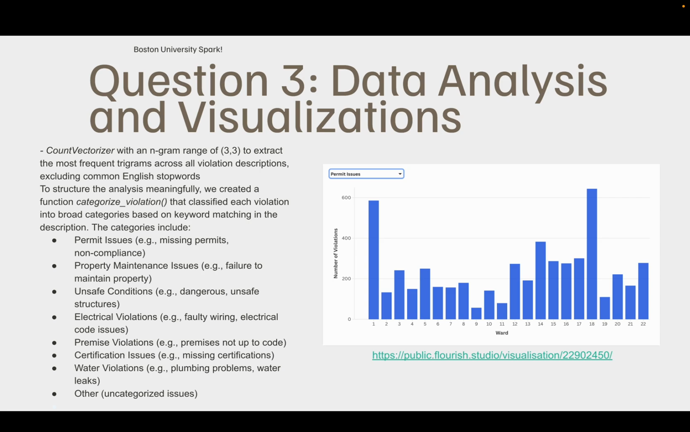We wrote a function to categorize each violation based on keywords in the descriptions. These categories included things like permit issues, property maintenance, unsafe conditions, electrical violations, and more. For our visualization, we created an interactive visualization on Flourish. The one on the right is just a picture, but you are able to sort by different categories of violations in the link. This can be found in the README.